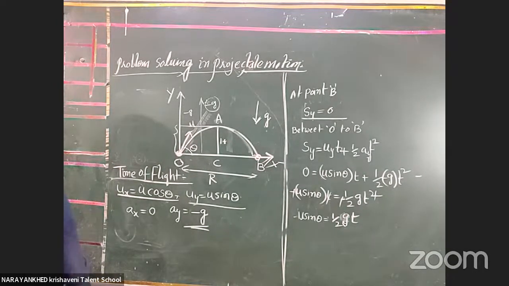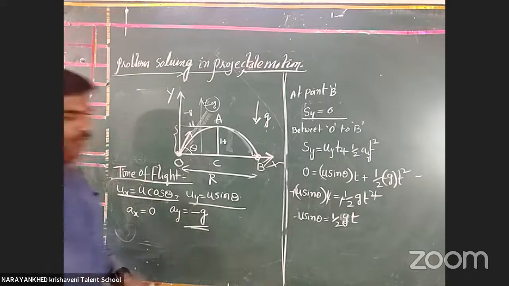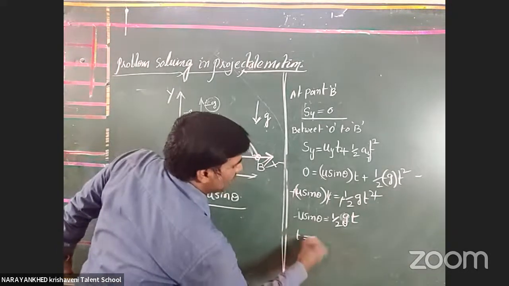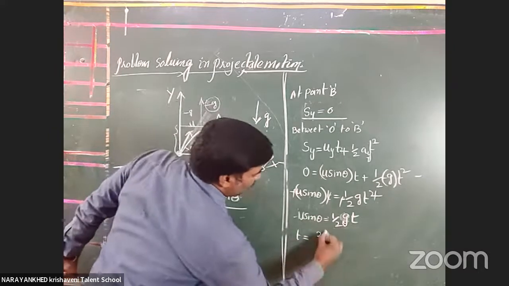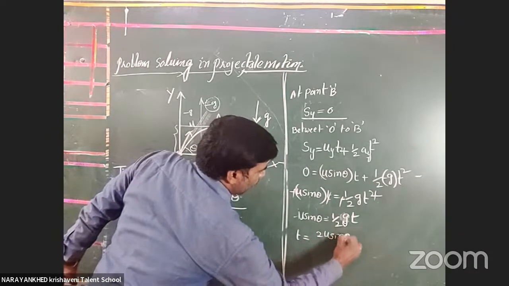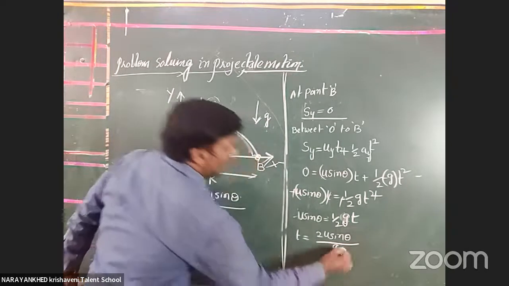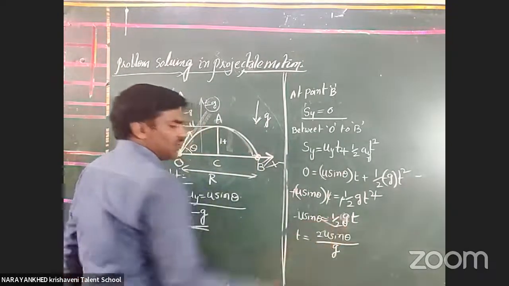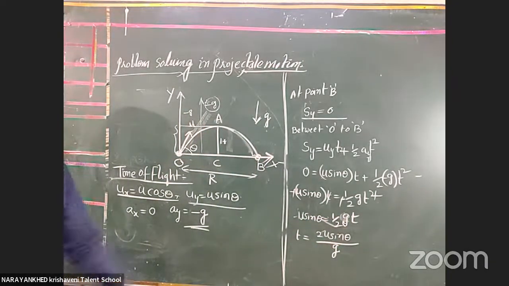Now T is equal to what do we write here? From this one, T is written as 2 into U sin theta by g. Written or not? 2 is here, g is here. This becomes the time of flight: 2U sin theta by g.